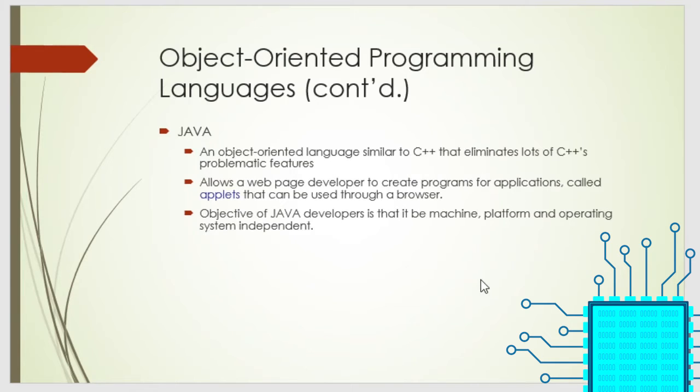Next is Java programming, which is an object-oriented language similar to C++ that eliminates lots of the complexities of C++ programming. It allows a web page developer to create programs for applications called applets that can be used through a browser. The objective of Java developers is that it be machine, platform, and operating system independent.